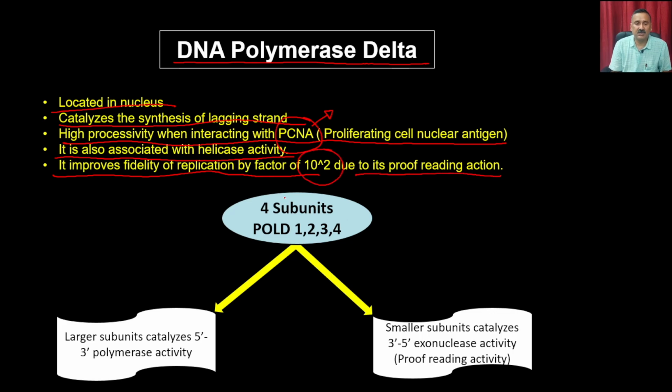It has 4 subunits: 1, 2, 3 and 4. The large subunit catalyzes the 5 prime to 3 prime catalytic activity, whereas the small subunit catalyzes the 3 prime to 5 prime exonuclease activity, or the proofreading activity.